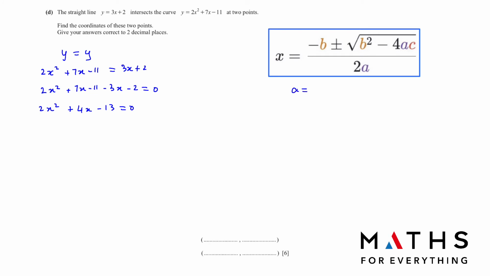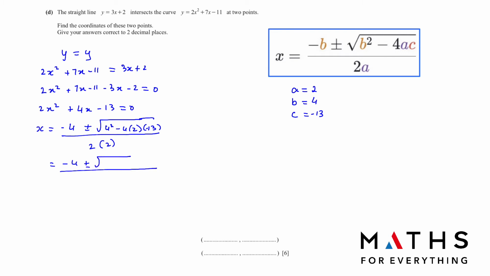A is the coefficient of x square, which is 2. B is the coefficient of x, which is 4. And C is the constant, the term without an x. We will replace it in the equation. In place of negative b, we'll write negative 4 plus and minus square root 4 square minus 4 bracket 2 bracket negative 13. And the whole thing over 2 times 2 because our a is 2. Solve this in parts. Whatever numbers are under the square root, put them in the calculator and you will get 120.